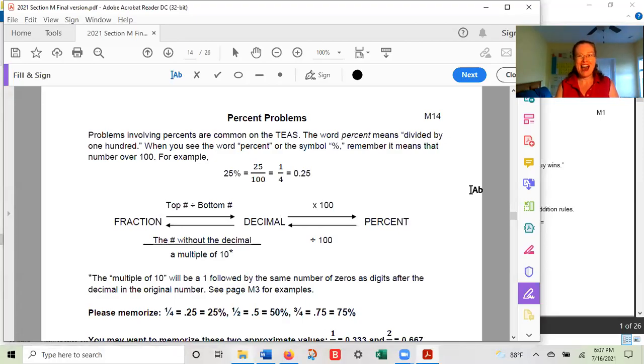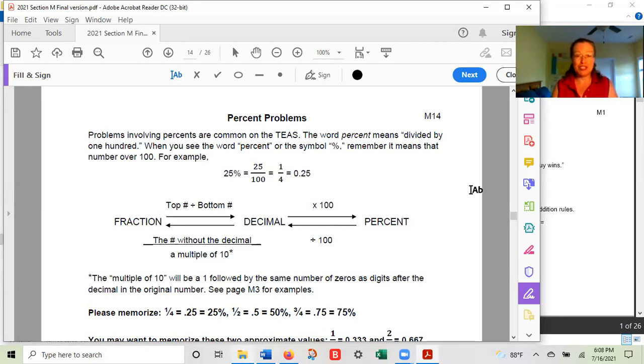Hi, everyone. I am doing this recording on July 16th, 2021. And as of today, the percent problems start on page M14. So if that page number has changed from when you had the class, or for my future students watching this, that page number might change, but I think the information is still going to be useful to you to know that we're going to talk about percent problems.